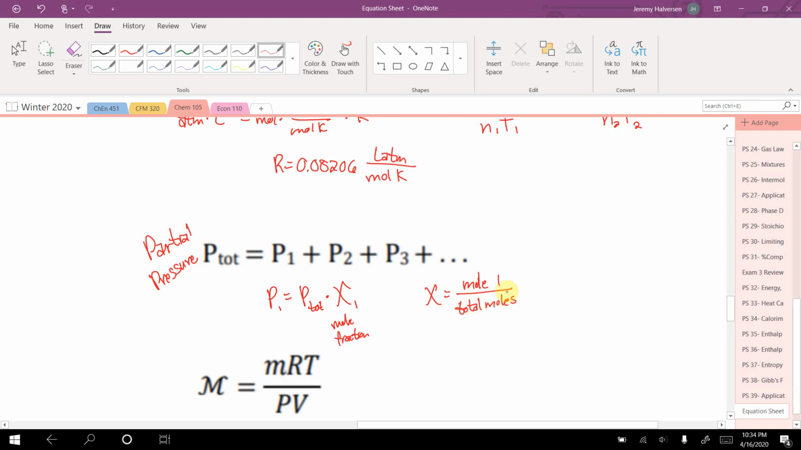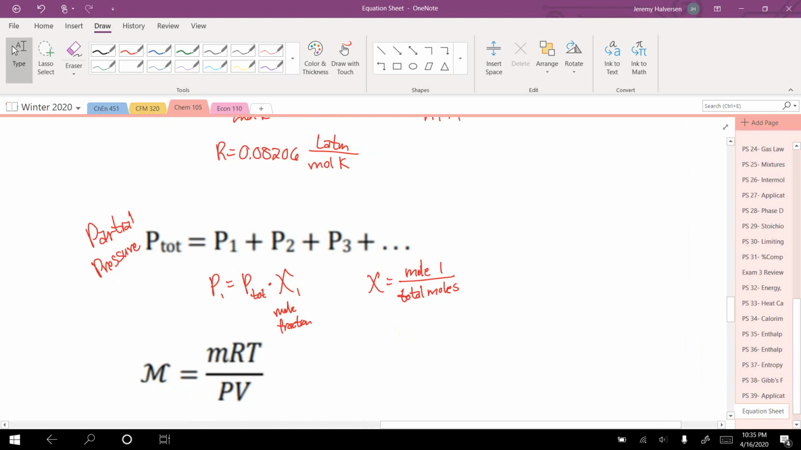In other words, if 50% of the moles in my gas are oxygen, then 50% of the total pressure is going to be the pressure of oxygen. Okay, so if I can find the mole fraction, I multiply that by the total pressure, and that gives me the partial pressure. Another way to write this, if this makes more sense, is to say the pressure fraction, the pressure of my gas over the total pressure, is going to equal the moles of my gas over the total moles. That is partial pressure.